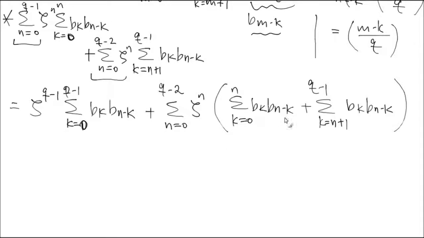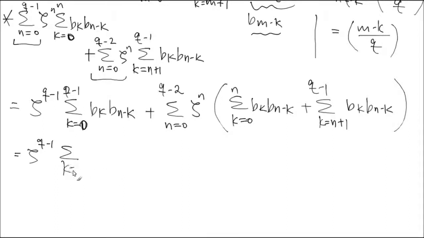Isn't that exactly the same terms, bk, bn minus k, bk, bn minus k? That goes from 0 through n. The next part starts from n plus 1 to q minus 1, right? So when you put them together, that makes a full 0 to q minus 1, right? Fine. So here it is, 0 to q minus 1.